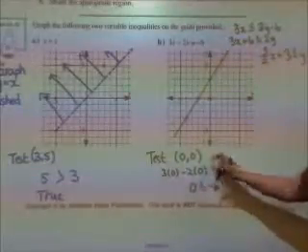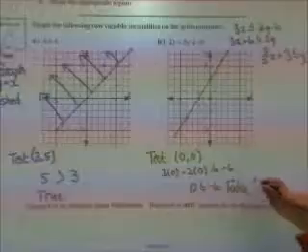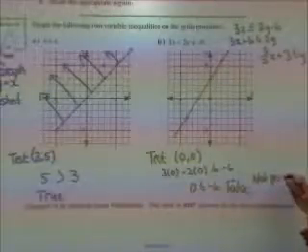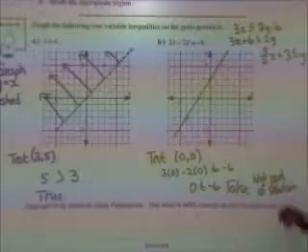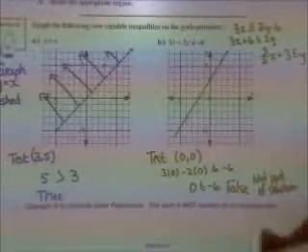Which means this point is not in the solution. So it's not part of the solution. So that means I would shade everything to the other side of that line.